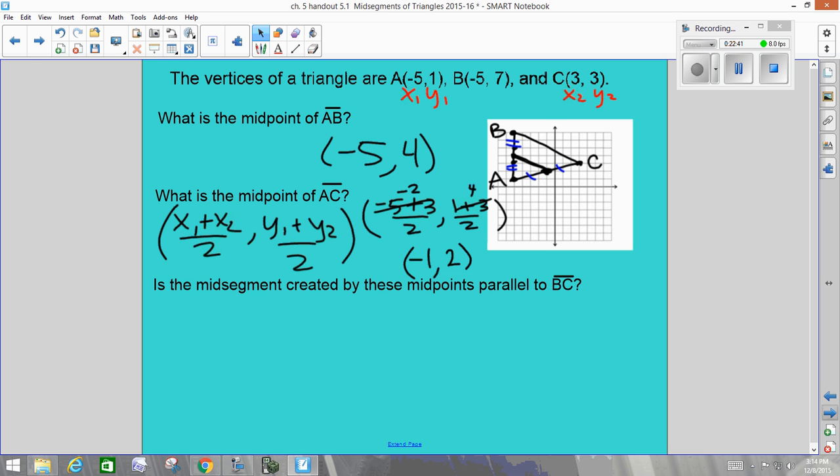Do you want to use the slope formula or count it? Good, you can count slope on a graph. So from B to C, I go down 1, 2, 3, 4, and then I go right 1, 2, 3, 4, 5, 6, 7, 8. So the slope of BC, down 4, right 8, becomes what?